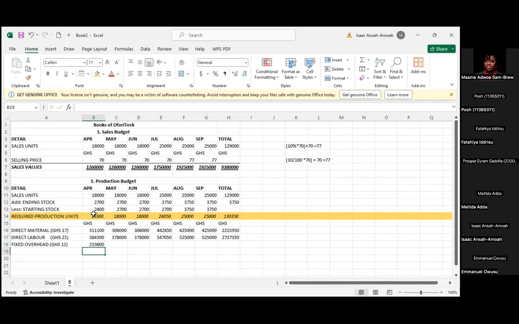Okay. If I get to May, I'm multiplying 12 cedis by 18,000. We'll multiply 12 cedis also by 18,000 in June. Multiply 12 cedis by 26,050 in July. Multiply 12 cedis by 25,000 in August and in September, respectively. Right, I'll do that. Then we generate my total as well. Okay. These are the cost elements that come to production budget.